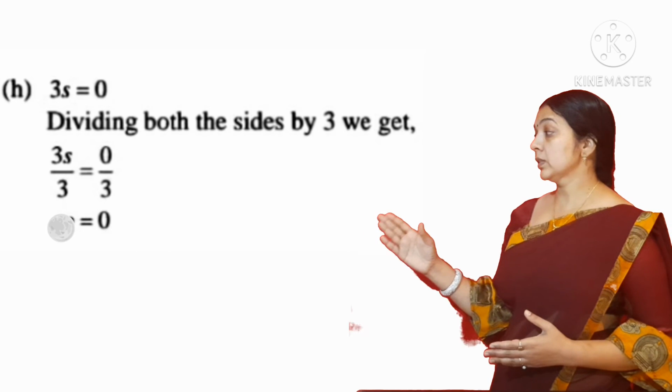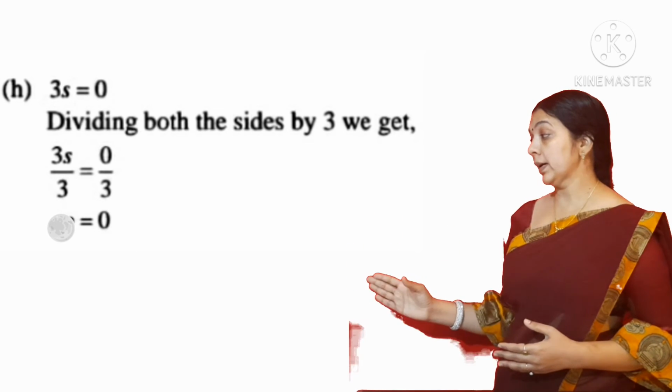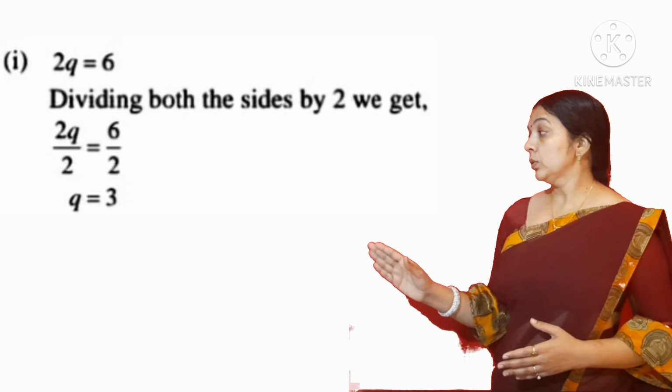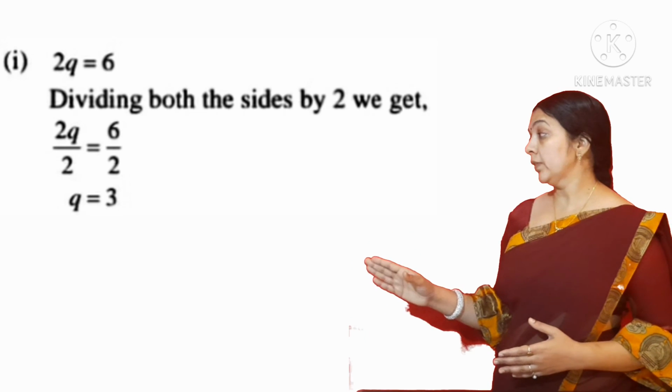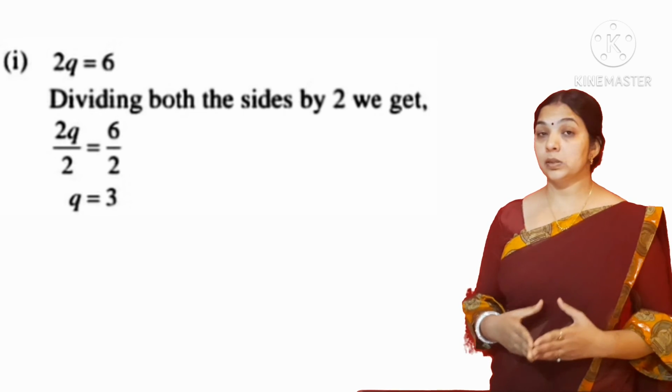H, 3s is equal to 0. Now we will divide by 3 on both hand sides. It would result in s is equal to 0. Next, 2q is equal to 6. We will divide by 2 on both hand sides and the result would be q is equal to 3.